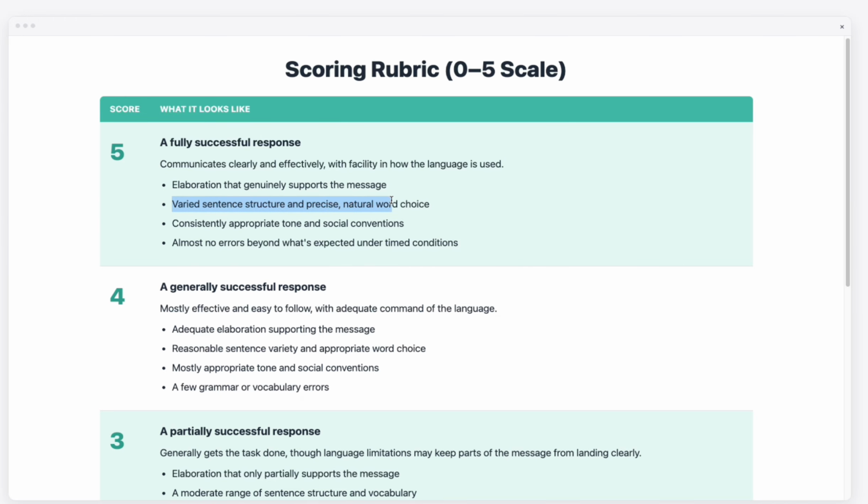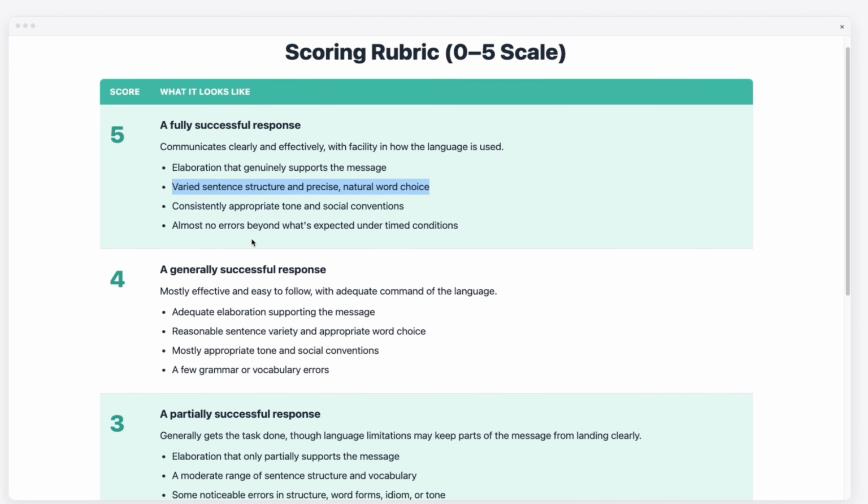Varied sentence structure, precise, natural word choice. Sometimes being a little bit too wordy here is problematic, especially if you're using the words in unexpected ways. It can actually lower the grammar score. So be careful, be comfortable. Don't just use words because they're big fancy words. Make sure that you know the meaning of those words and how they are to be managed and integrated into this particular assessment.